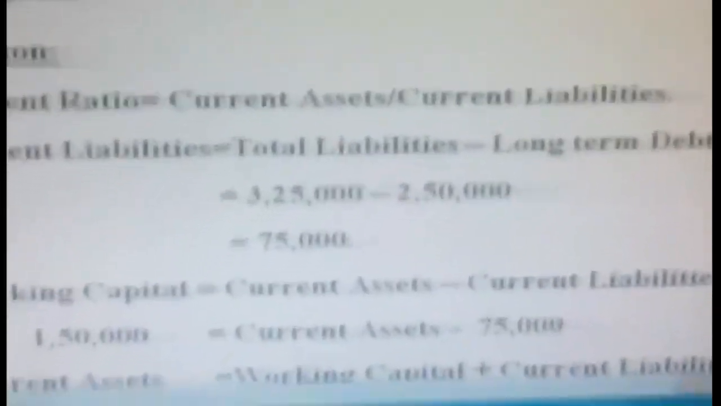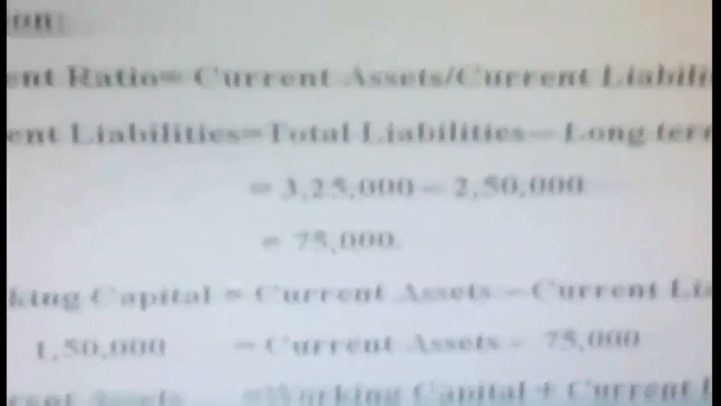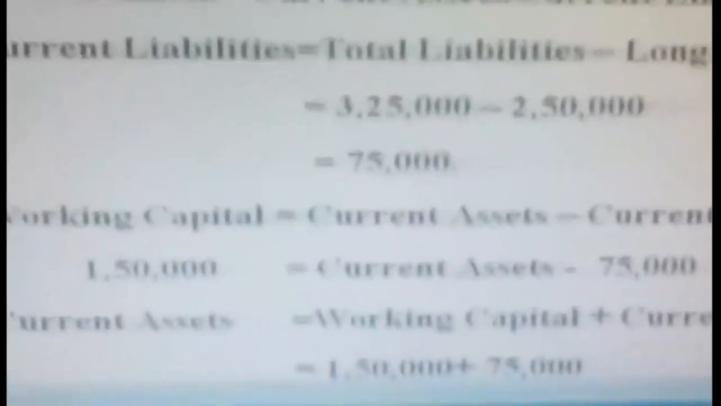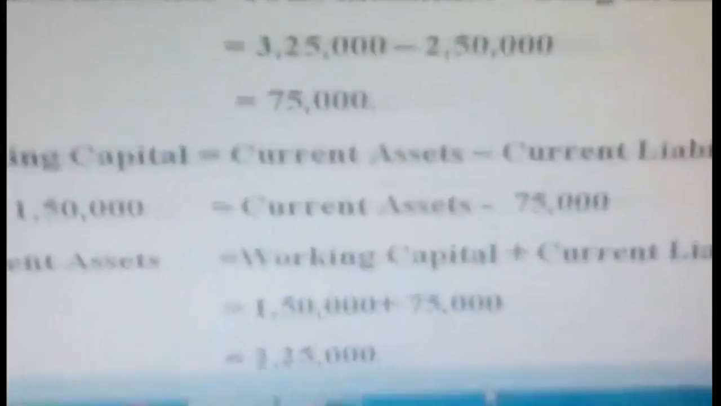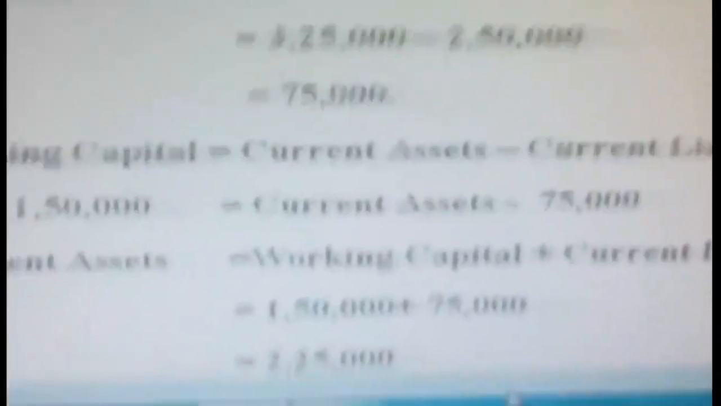Now working capital, I said already, the working capital formula is current assets minus current liabilities. So you already know what the working capital is. Again I will tell you, the working capital from the problem is 1,50,000. Here I am going to substitute. Working capital 1,50,000 is equal to current assets, which right now we don't know, minus current liabilities, which just now we got, 75,000. Now we are going to substitute: current assets is equal to, reversing the manner, working capital plus current liabilities. Working capital comes to this side. Okay, that is the idea.